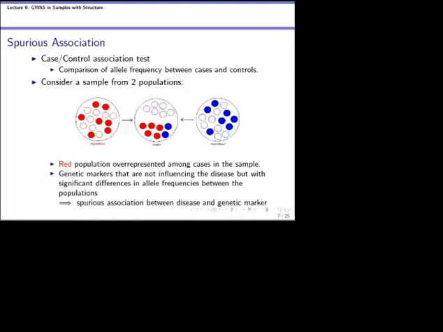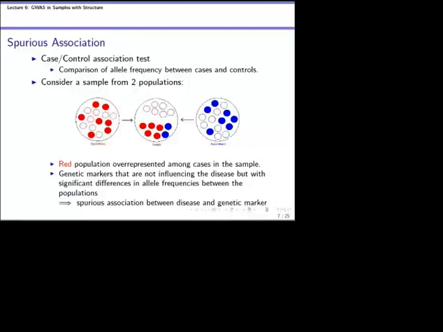So in this example here, we have population 1 in red, and the filled circles are the cases and the open circles are the controls. And population 2, same thing: filled circles are the cases, and open circles are the controls. In this study here, we sampled more cases from population 1 than from population 2.